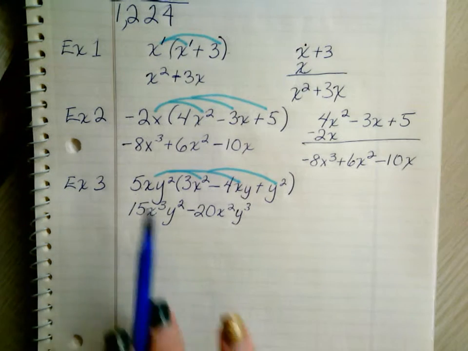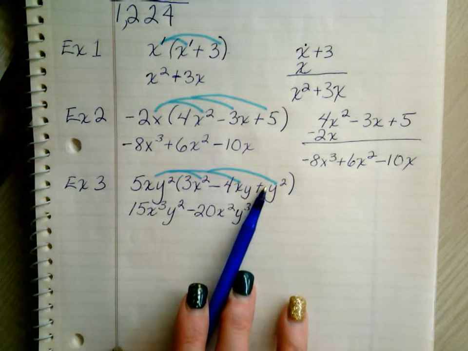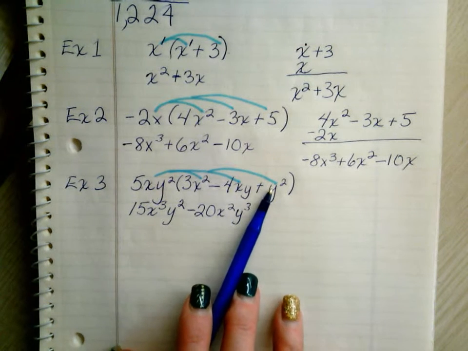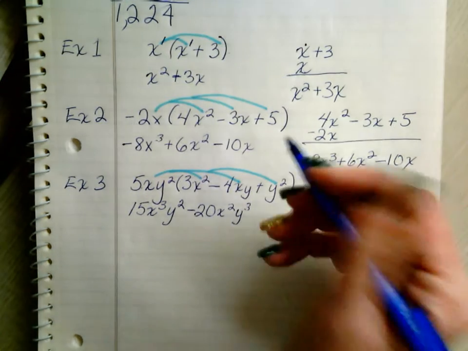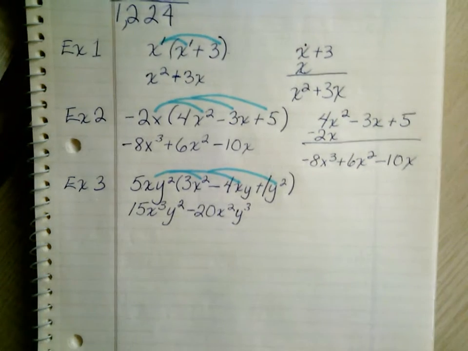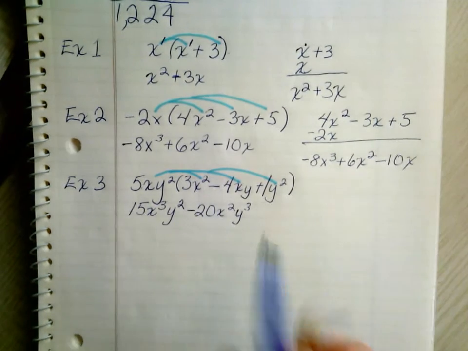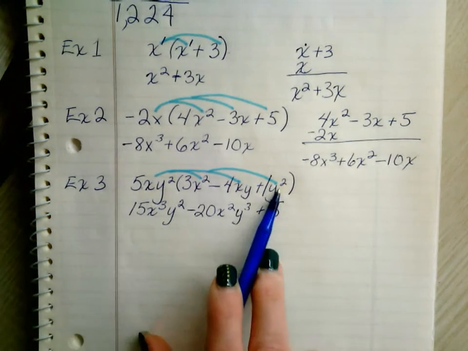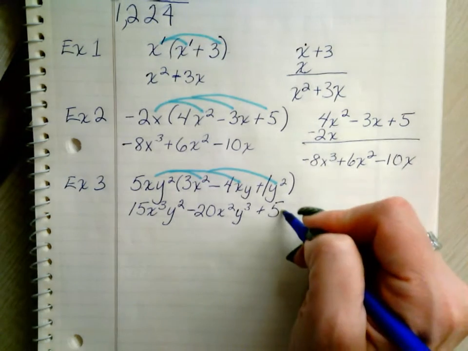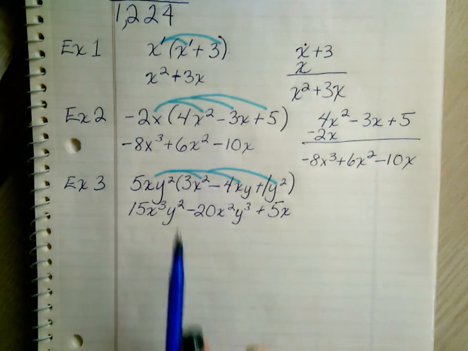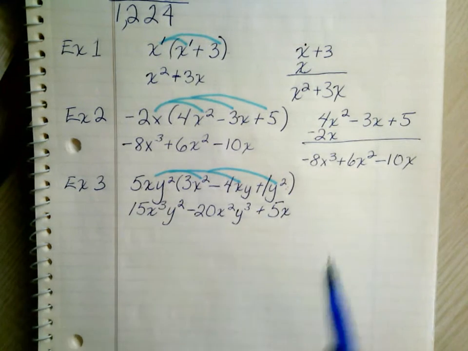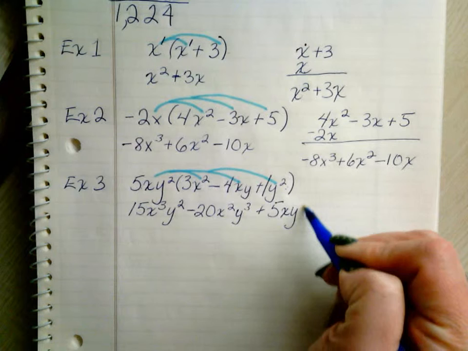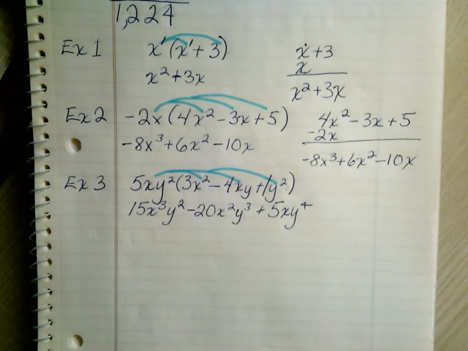Last one. 5xy squared by y squared. Remember, if there is no coefficient, then you can put a 1 in front of it. Okay? So 5 times 1 is a positive 5. X times, well, there's no other x, so the x just stays the same. Yep. Y to the 4th. Okay? And I could stack it for you, but I think you get the idea behind the vertical.